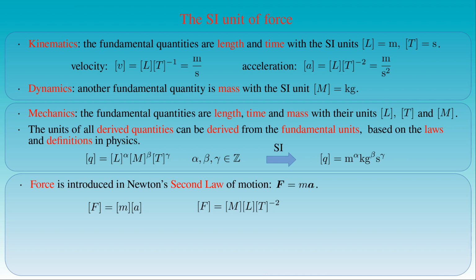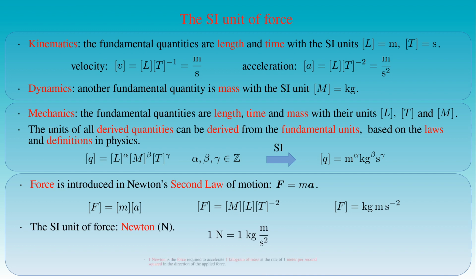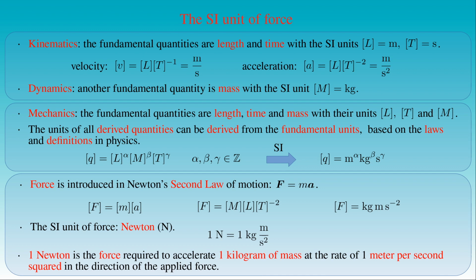Now we can give the unit of force in SI, which is kilogram times meter per second squared. The SI unit of force is also known as Newton, that is 1 Newton is equal to 1 kilogram times meter per second squared. In other words, 1 Newton is the force required to accelerate 1 kilogram of mass at the rate of 1 meter per second squared in the direction of the applied force.